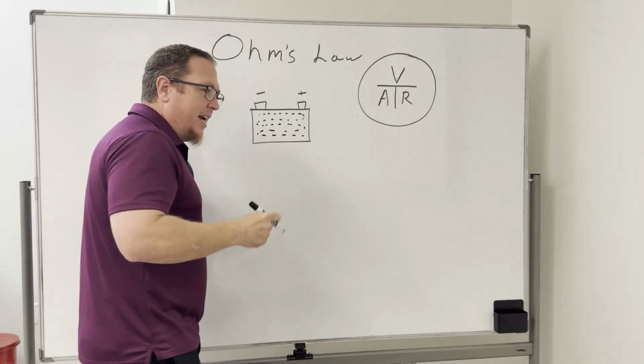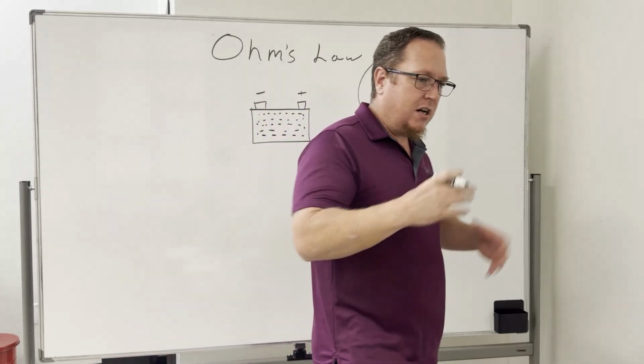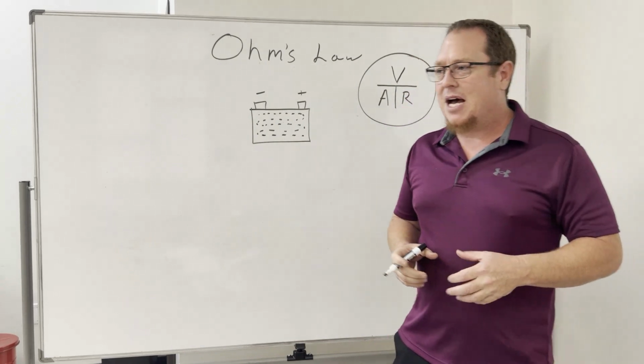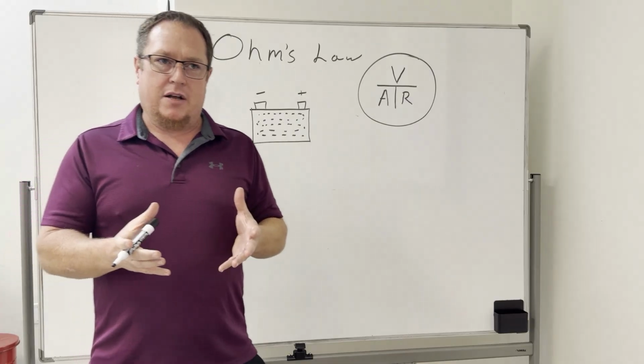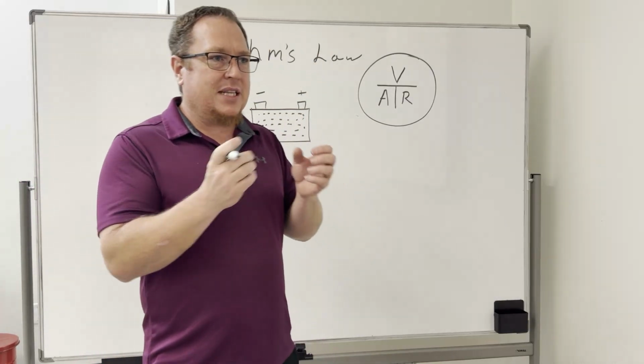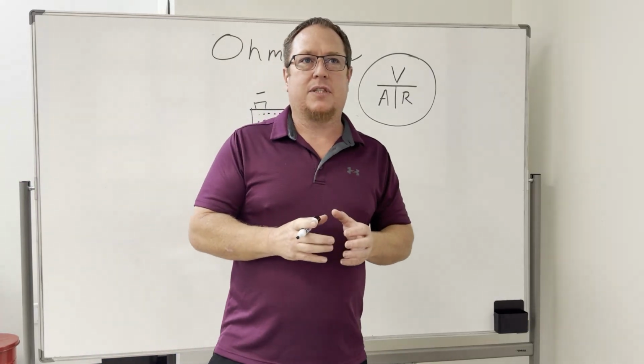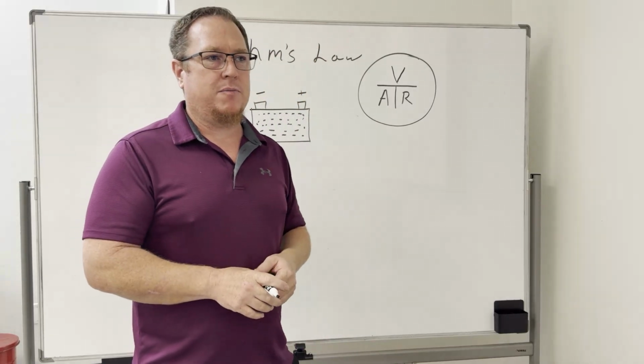Now, because they're all negatively charged electrons, and they're all housed really close together inside that battery, those like charges are trying to get away from one another. But they can't, so they're under pressure. They want to move, but they've got nowhere to go.